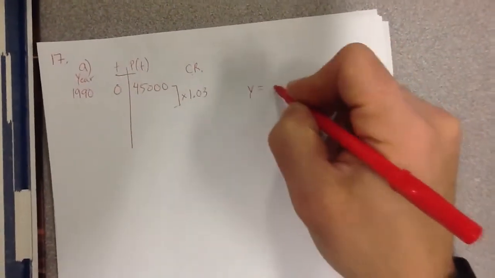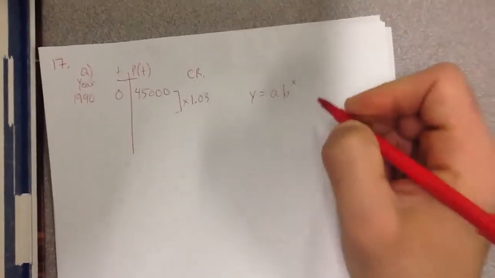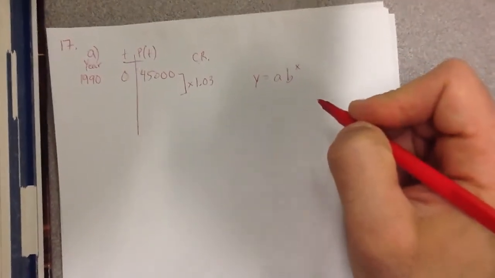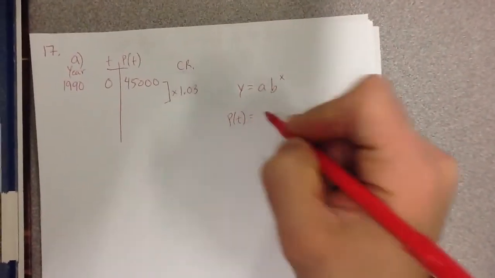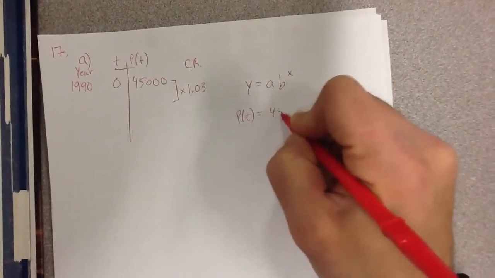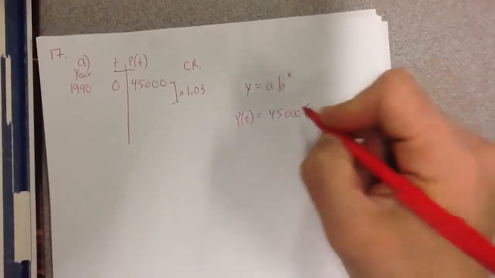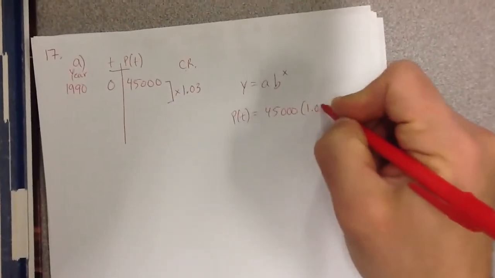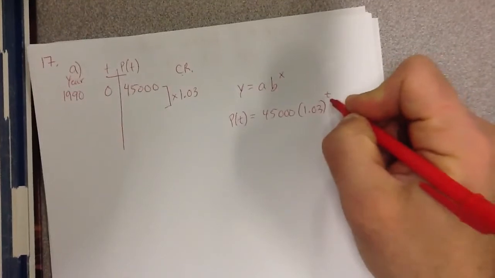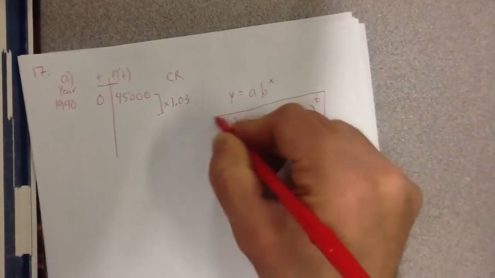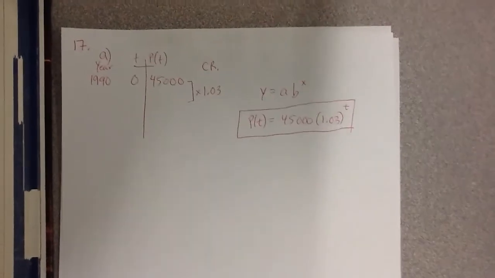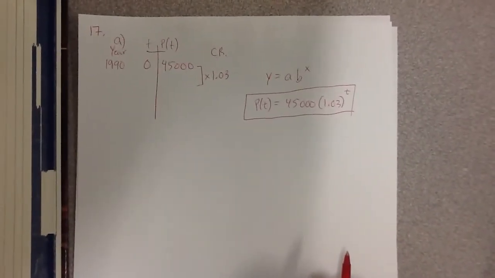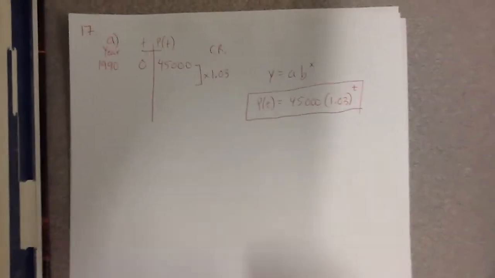Coming up with a formula, it's growing per year. Okay, so population as a function of time is going to be equal to A, which is 45,000, times B, your common ratio, 1.03 to the power of time over 1. It's just time over 1 because, remember, it's growing per year. And then it asks us to use our equation to determine the population in the year 2007.